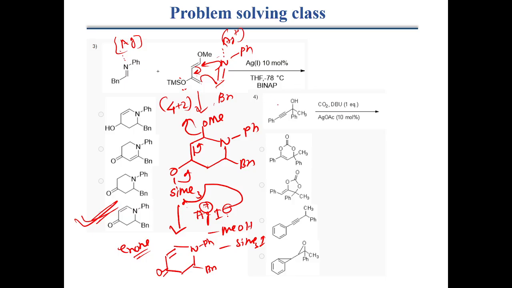The next question also has silver acetate. First, activation of the alkyne. Then what happened? DBU is the base. So the base abstracts the alcohol proton from this negatively charged compound, giving PhCH3O minus, and that is activated by silver.